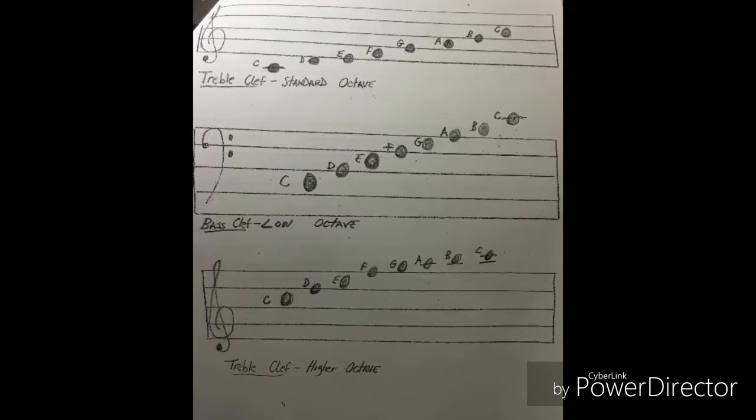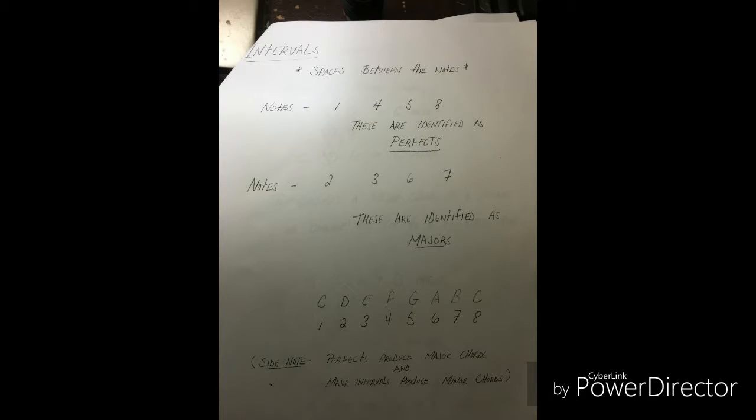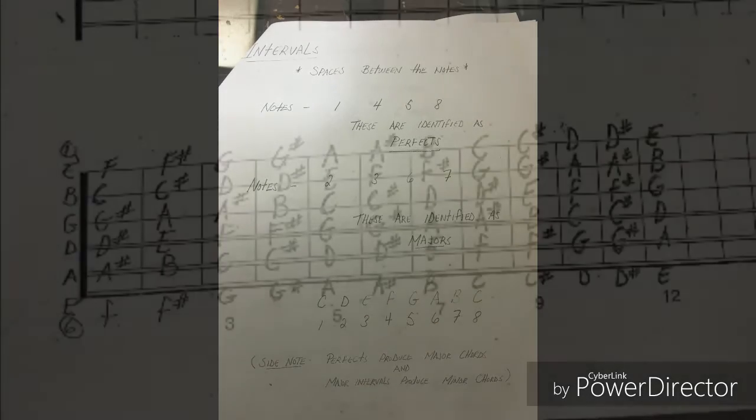There are different types of intervals that are described in music theory. These are called majors and perfects. Major intervals cover the second, third, sixth, and seventh positions, whereas perfects cover the first, the fourth, the fifth, and eighth positions. The eighth position is the equivalent to the first because it's the same note. However, it's just in a higher octave of the first note.